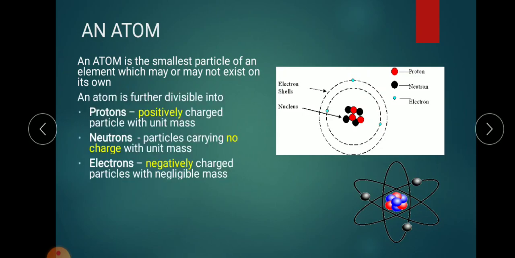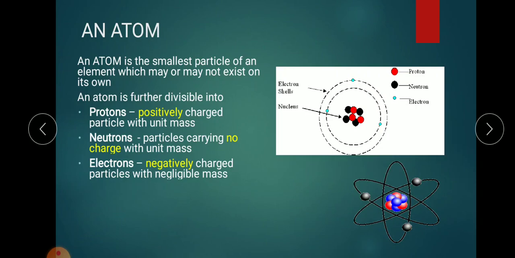An atom is divided into two parts. The inside part we call the nucleus, in which we have two fundamental particles, protons and neutrons, and outside the nucleus we have the extranuclear part in which the electrons revolve. So the nucleus part and the extranuclear part, two parts.